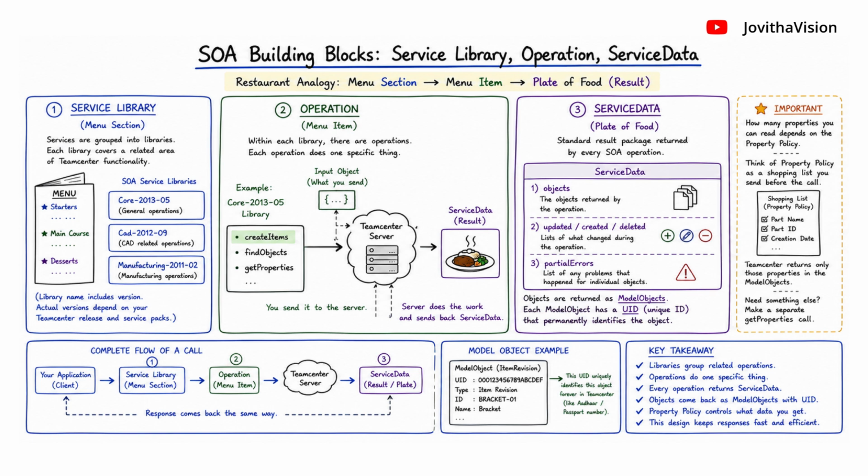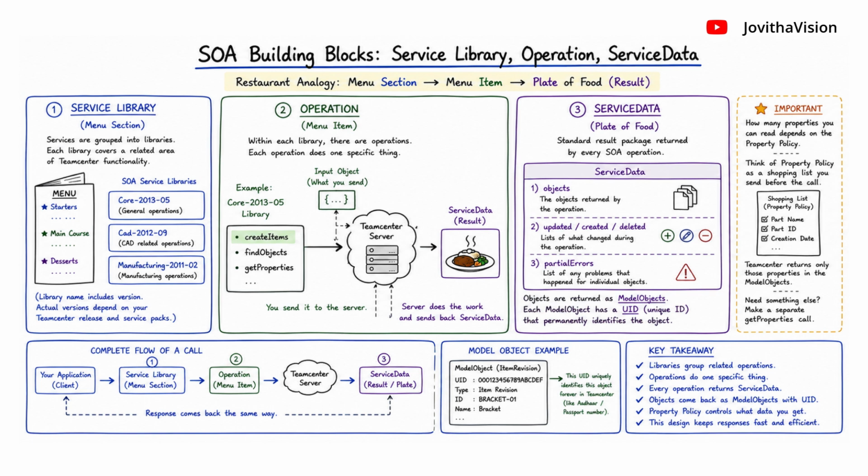Operation. Think of this as one specific item on the menu. Within each library, there are individual operations. Each operation does one specific thing. For example, create items creates new parts in Teamcenter. Find objects searches for objects. Get properties reads the property values of an object. Every operation works like this. You prepare an input object, a structured package of information saying what you want to do. You send it to the server, the server does the work, and it sends you back a result called service data.